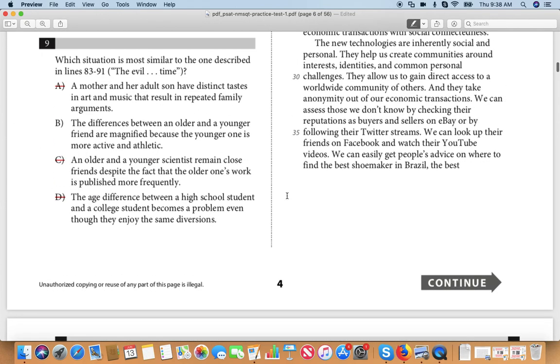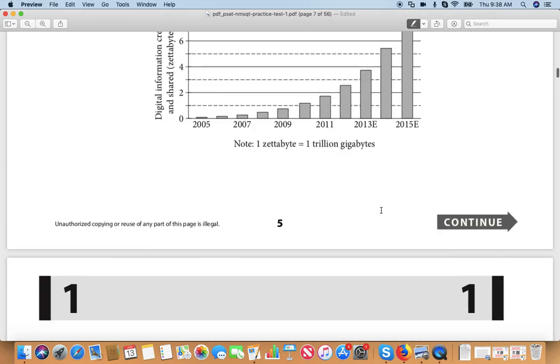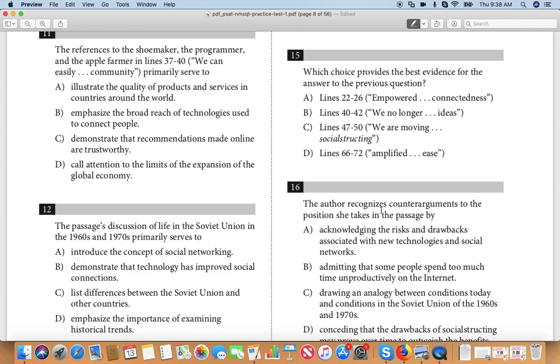I think. I mean, don't think about what I think the right answer might be or what you think. Just focus on the text. Do those examples emphasize the broad reach of technologies used to connect people? Yes, they do that.